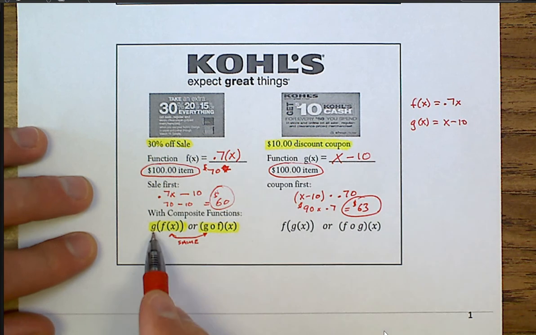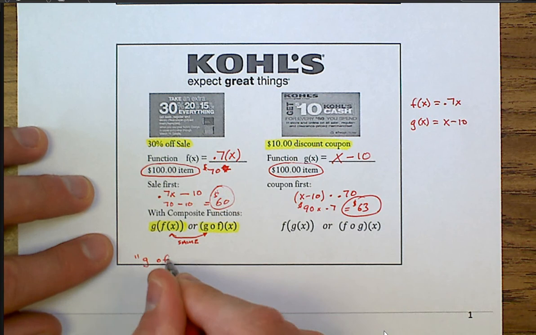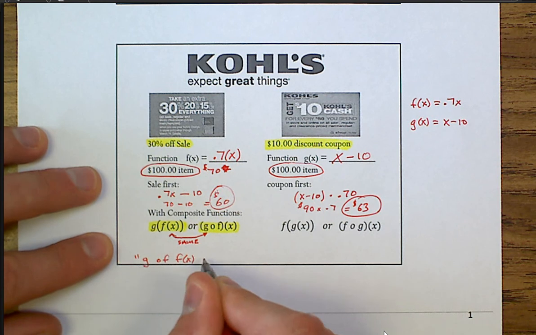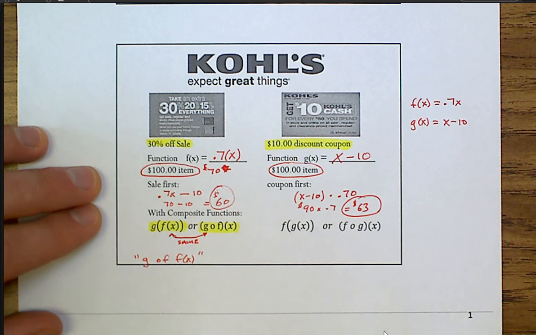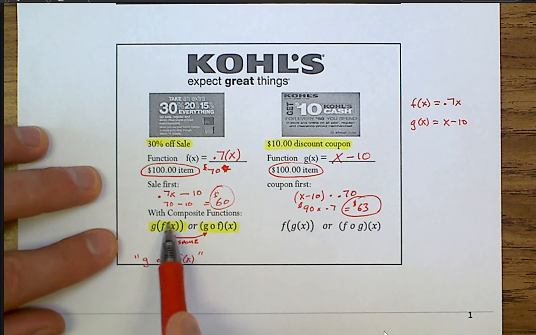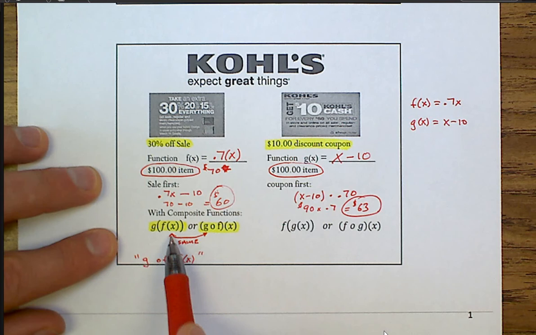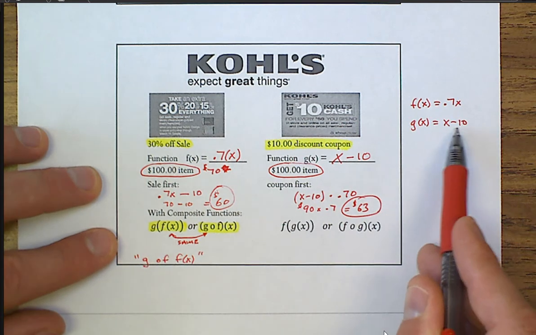This would be read out loud as g of f of x. That's how you would read that out loud. G of f of x. This means that you're taking the f of x function, which in this case is 0.7x, and you're plugging it into the g of x function, which would be the x minus 10.